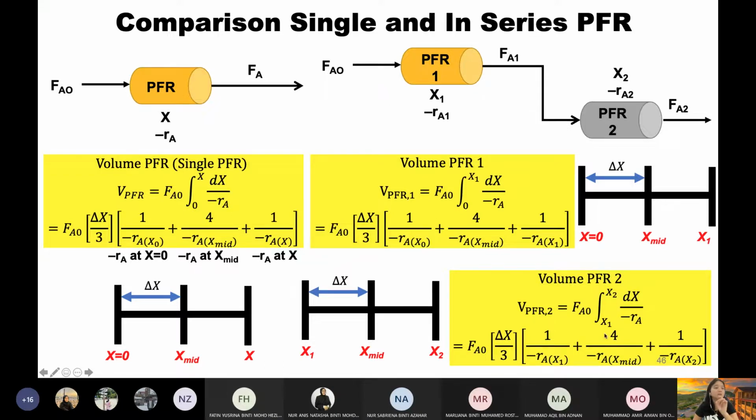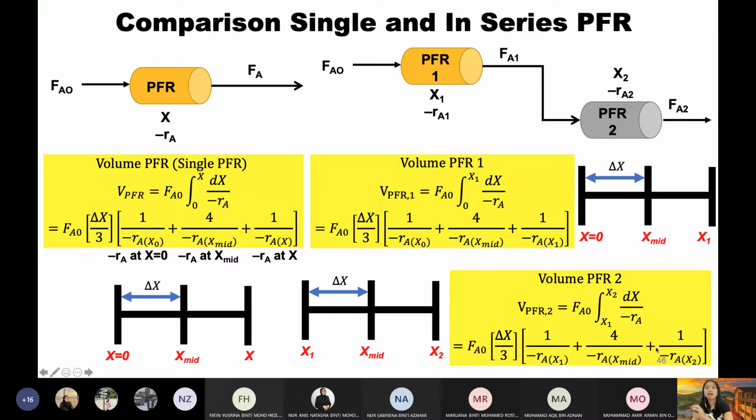We don't start from zero again. We start directly with X1 in the second reactor. So say in the third reactor, X2 to X3. Fourth reactor, X3 to X4. Okay, so you have to understand that part. dx per minus RA. So what happens to the formula? It becomes FA0 delta X per 3, which I will explain later. I explain the back first. So it becomes 1 per minus RA at your lower limit, which is X1. So now it becomes 1 per minus RA at my X1.